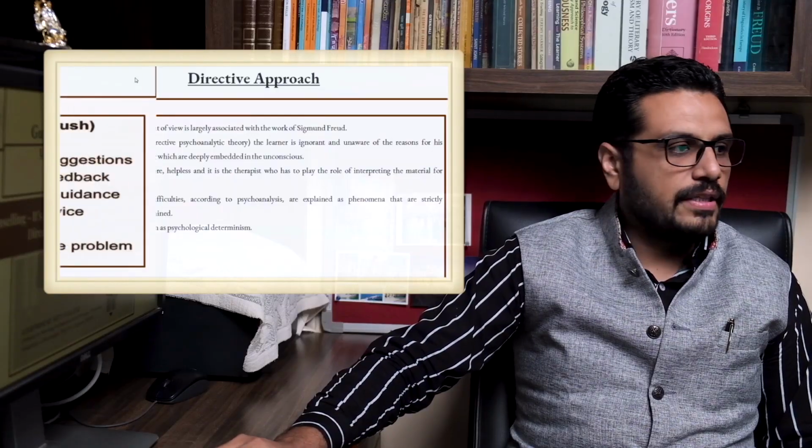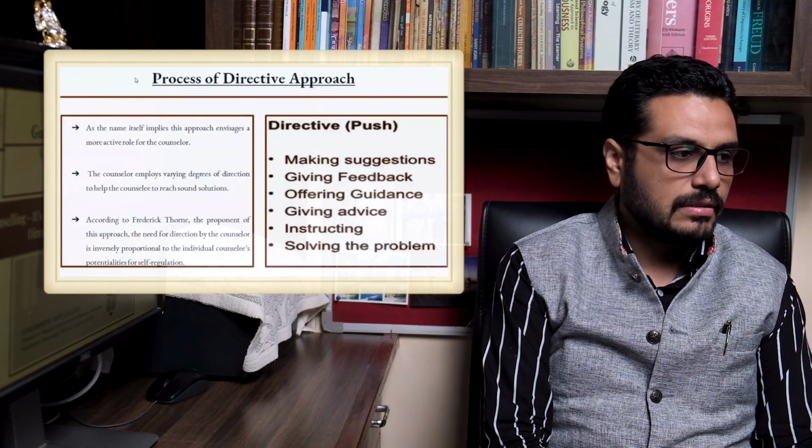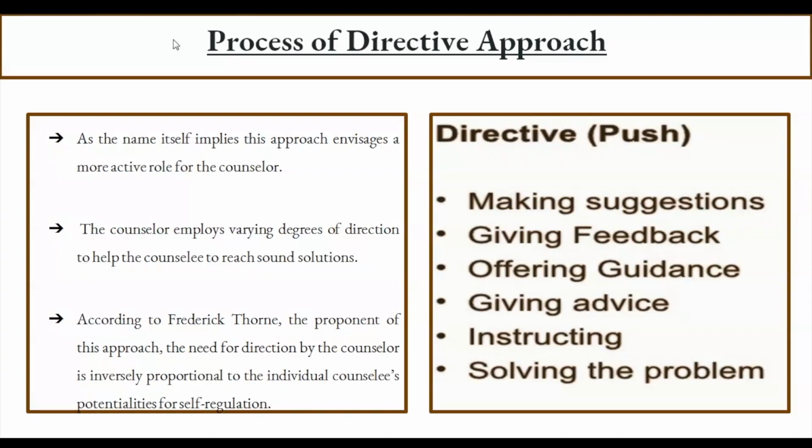Okay, moving further, you have on your screen two boxes. In one box you have certain points. So which are they? What do you do in directive approach? You make suggestions. That is the first thing you do. Then give them feedback based on your suggestions. Then offer them guidance, give them advice, instruct, and most importantly, solve the problem.